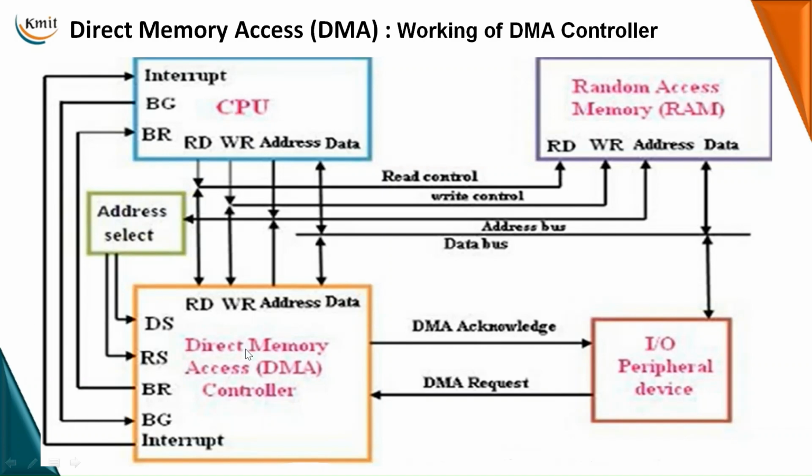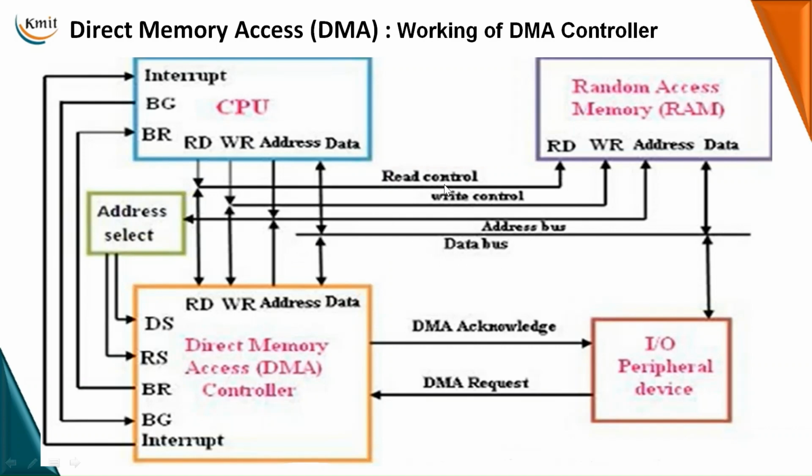Whenever this bus grant signal is enabled by the CPU, the DMA controller will get access to the bus. So now it can perform a data transfer. The CPU is no longer accessing this particular bus. The DMA controller has the whole and sole responsibility of this bus.